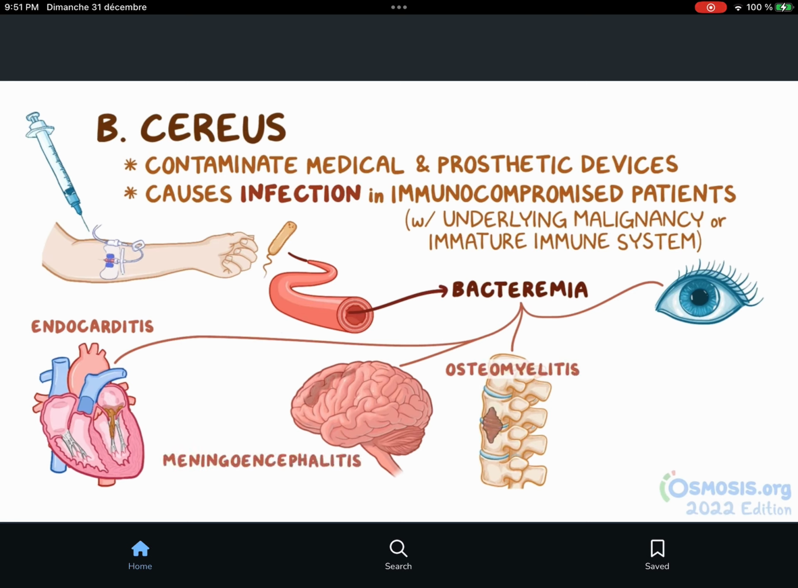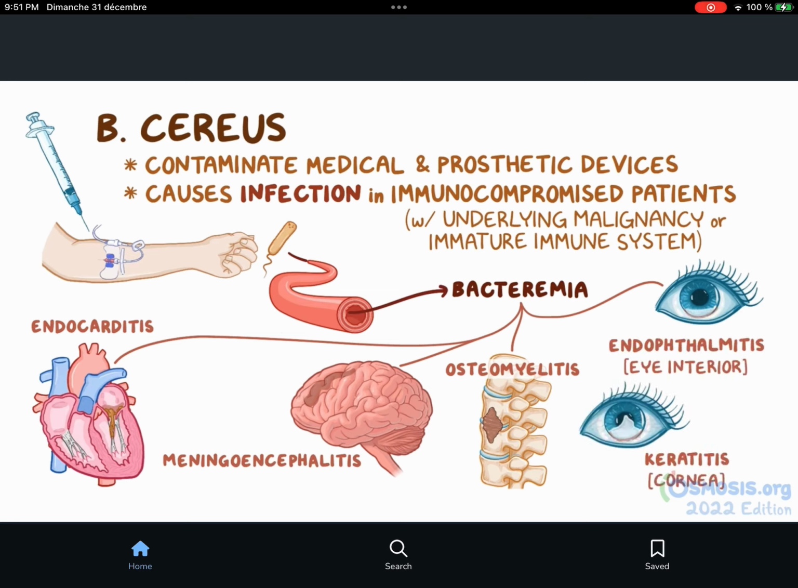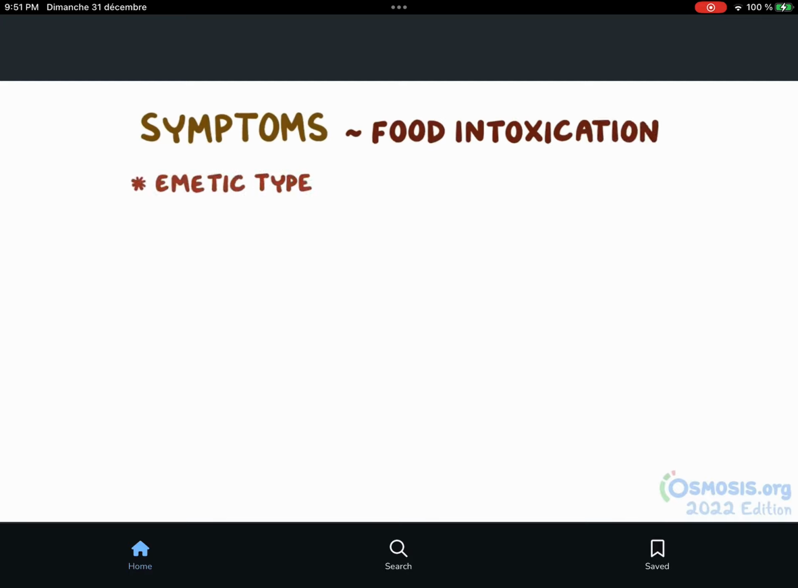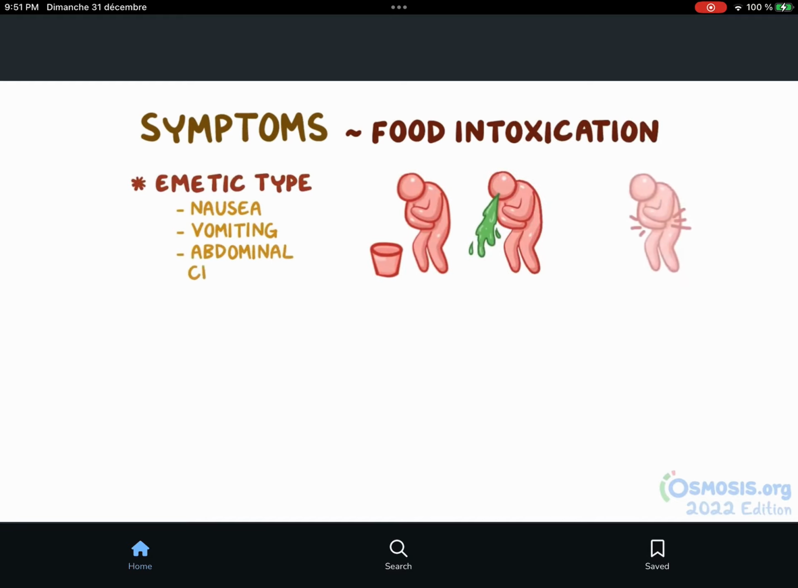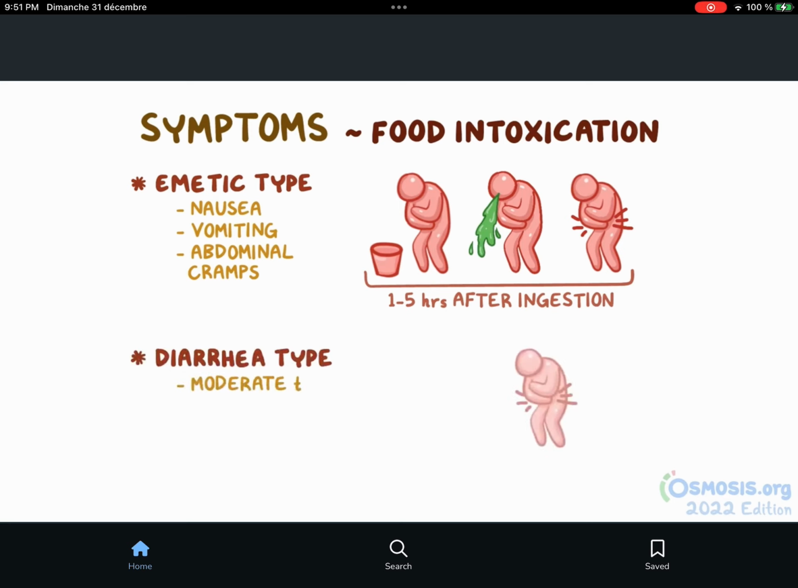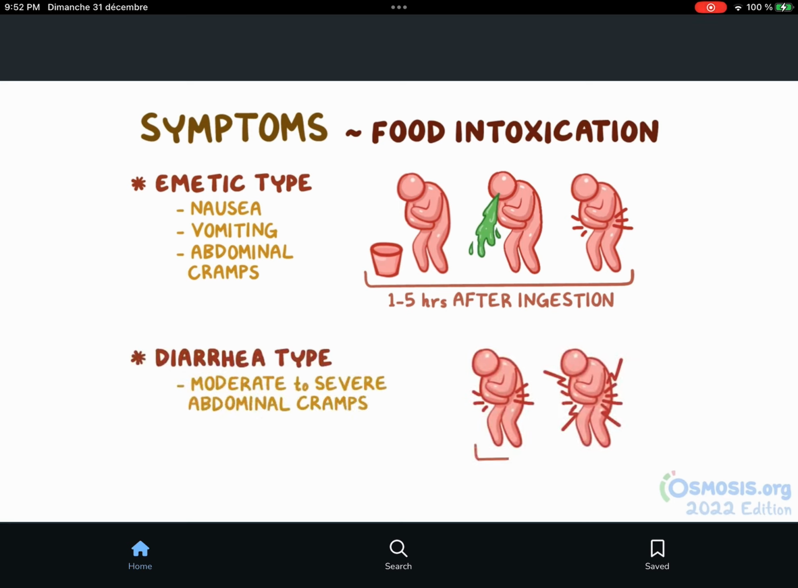B. cereus can also spread to the eyes, causing endophthalmitis when they get to the interior of the eye, or keratitis when they invade the cornea. Symptoms of B. cereus food intoxication depend on the type of infection. With the emetic type, there's nausea, vomiting, and abdominal cramps. And all of these classically start 1 to 5 hours after someone has eaten cereulide-contaminated food. With the diarrhea type, there are moderate to severe abdominal cramps, and it typically starts within 6 to 18 hours after ingestion of the endospores.